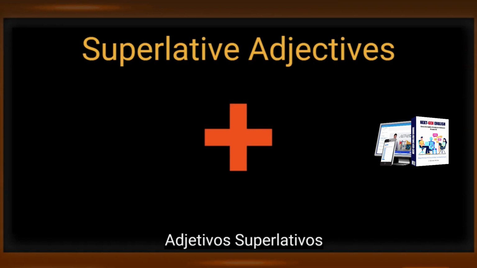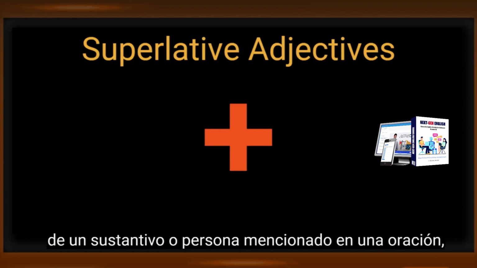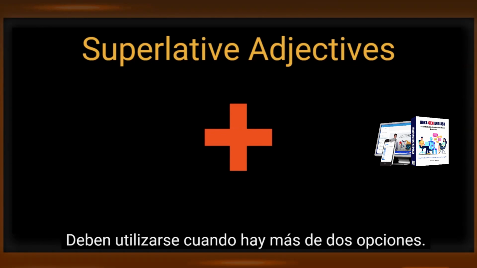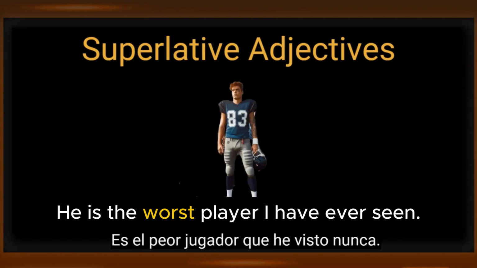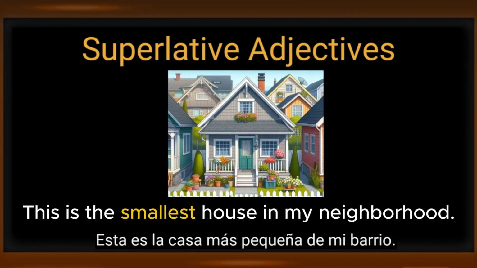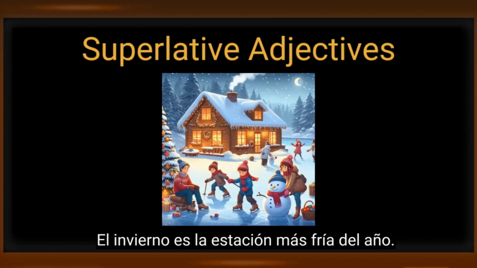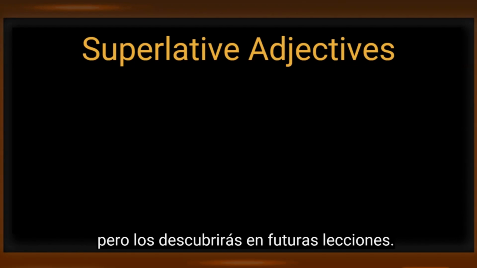Superlative adjectives. This type of adjective indicates that a quality or attribute of a noun or person mentioned in a sentence surpasses all others. These must be used when there are more than two options. Examples: He is the worst player I have ever seen. This is the highest floor of this building. This is the smallest house in my neighborhood. Winter is the coldest season of the year. There are many other superlative adjectives, but you will discover them in future lessons.